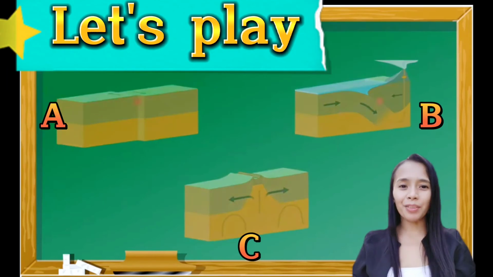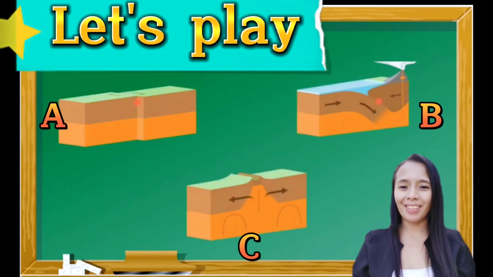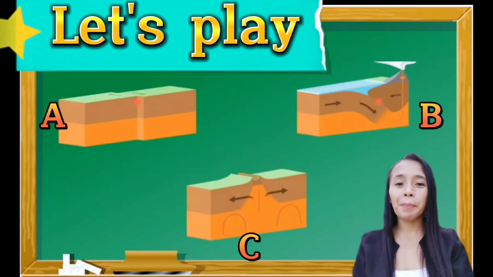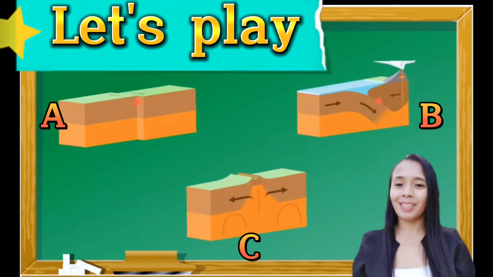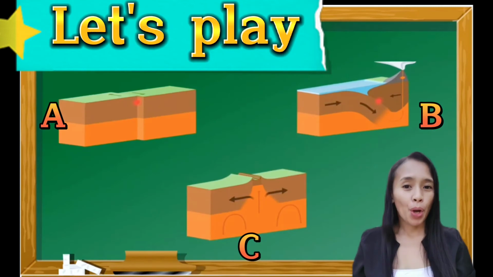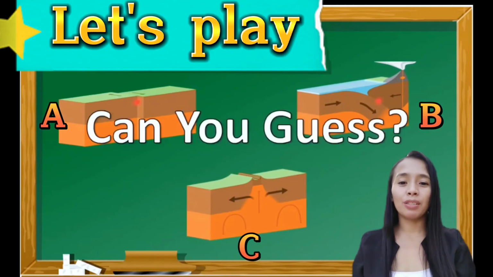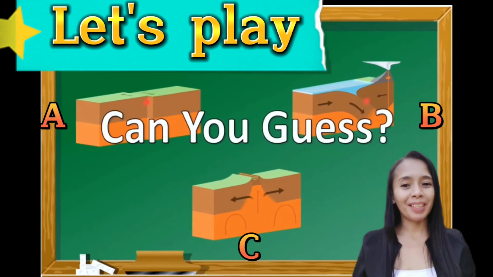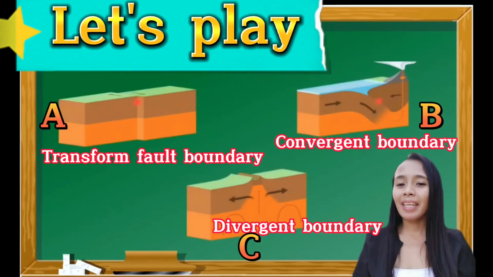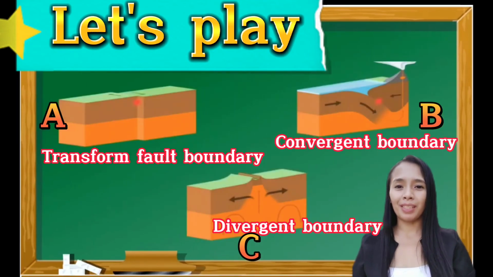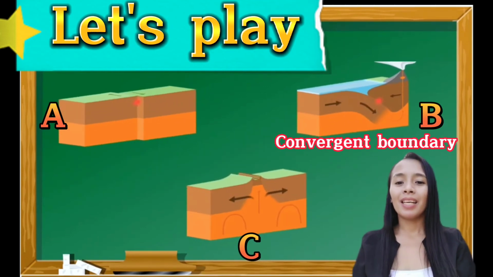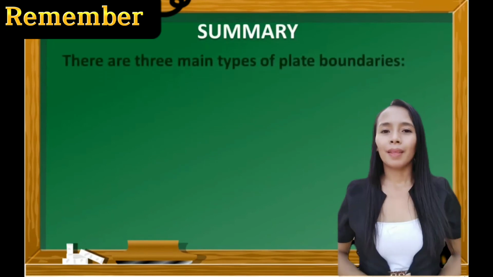Now let's find out if you learned something from our lesson. I have here 3 pictures and you identify what plate boundaries they are. So, I will give you 2 minutes to think. Okay, time's up. Let's reveal the answer. A is transform fault boundary. B is convergent boundary. C is divergent boundary.